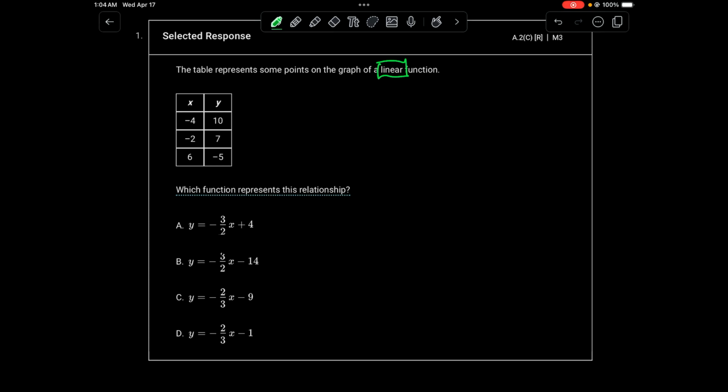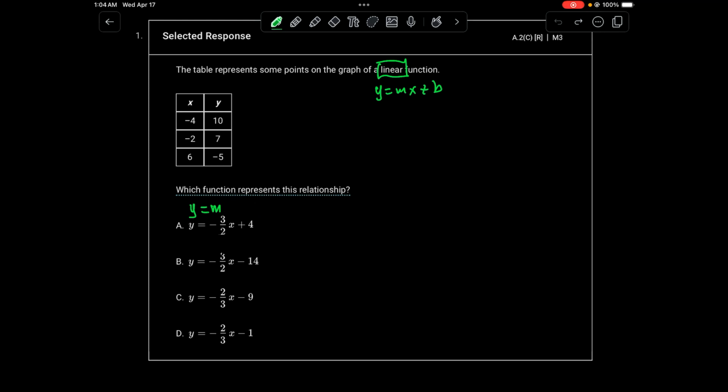Usually linear means slope-intercept form. It is a line, that's why it's called linear, but there are several forms. The most usual one is the slope-intercept form, y equals mx plus b. We have the table. As we look at the options, we see that the options resemble the slope-intercept form. So this is the one that we're going to be using, y equals mx plus b.